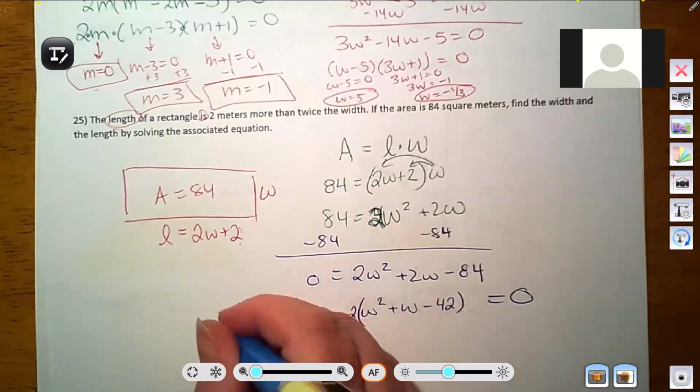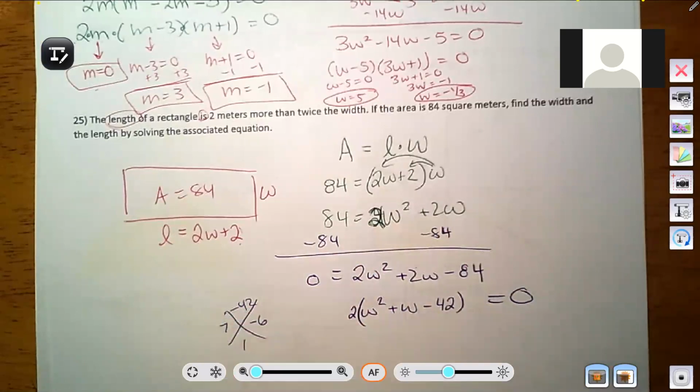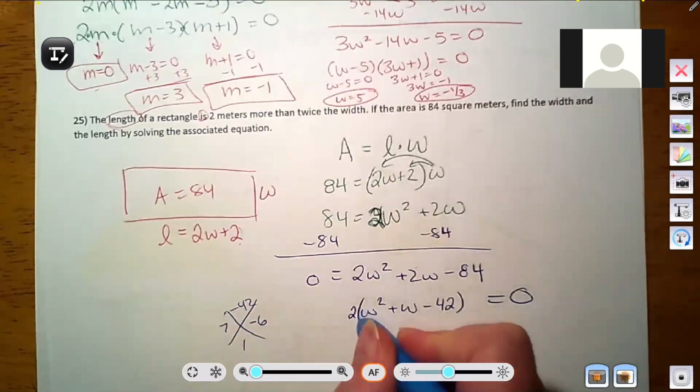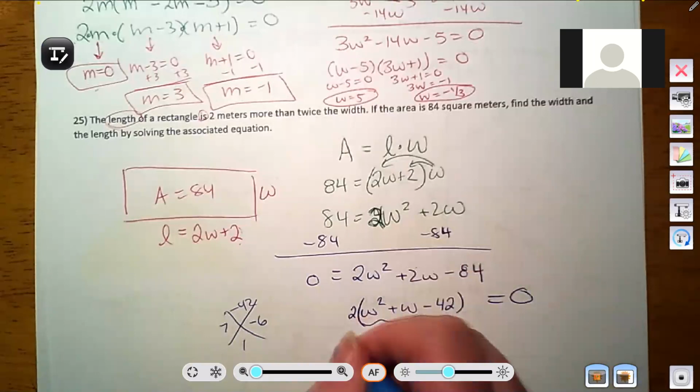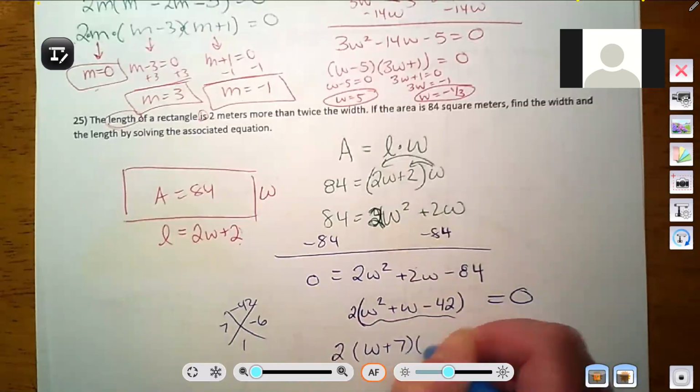6 times 7 is 42, so if I make that positive 7 and negative 6, a is 1 for what I'm factoring right now. w plus 7, w minus 6. So what makes that 0 is if w is negative 7. What makes this 0 is if w is 6.